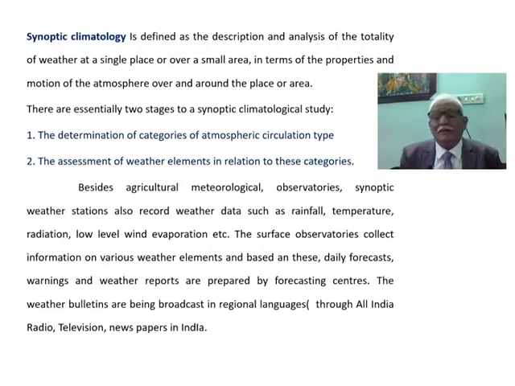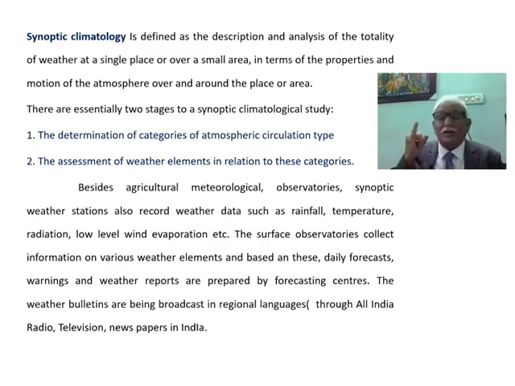What are the weather elements? Solar radiation, temperature, humidity, pressure, wind. Temperature means air and soil temperature. All these things are collected. The surface observatories collect the information on various weather elements, and based on these, a daily forecast is made. What is a forecast? Weather forecast. Predicting the weather for the next few days to follow is known as weather forecast.